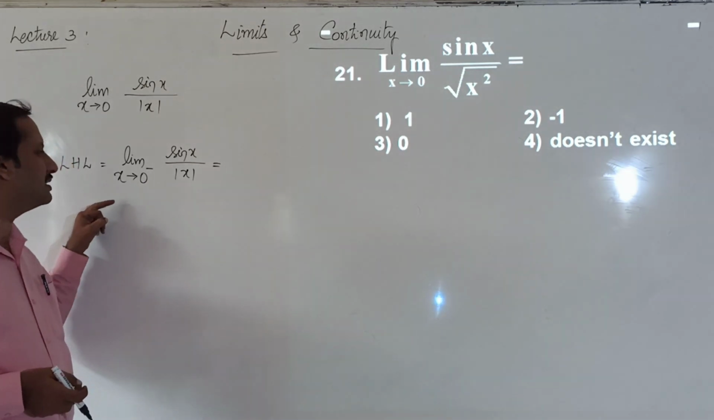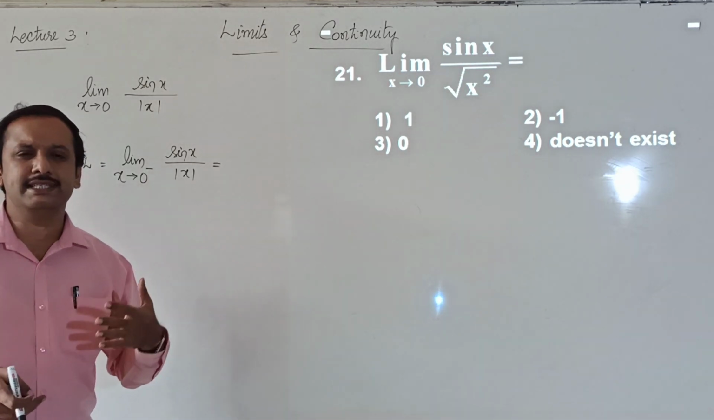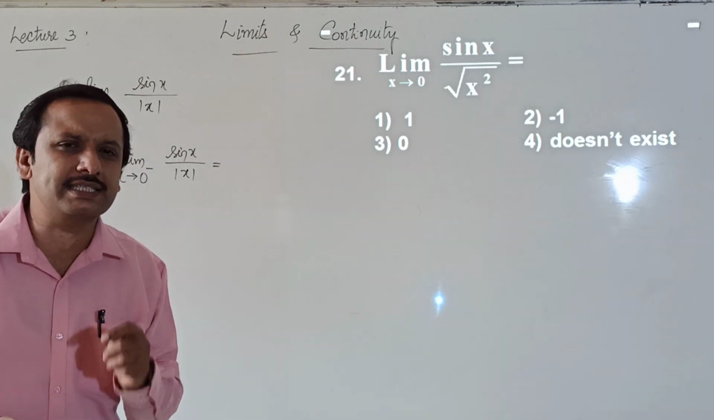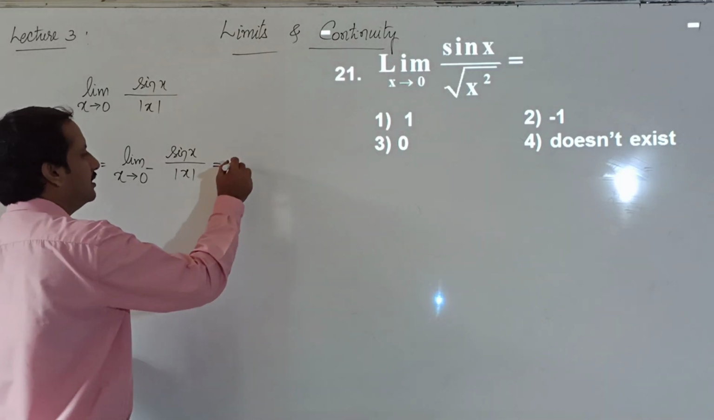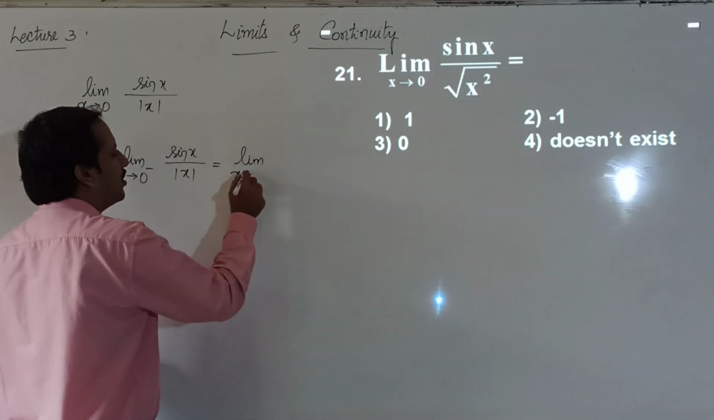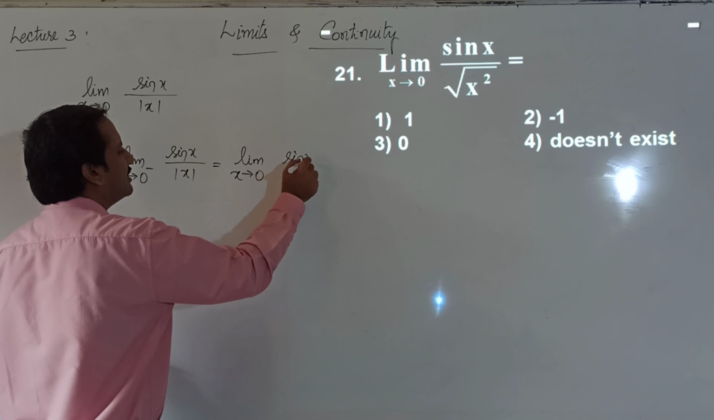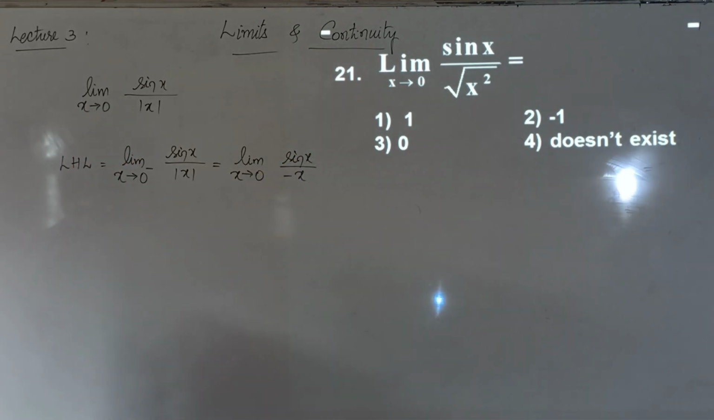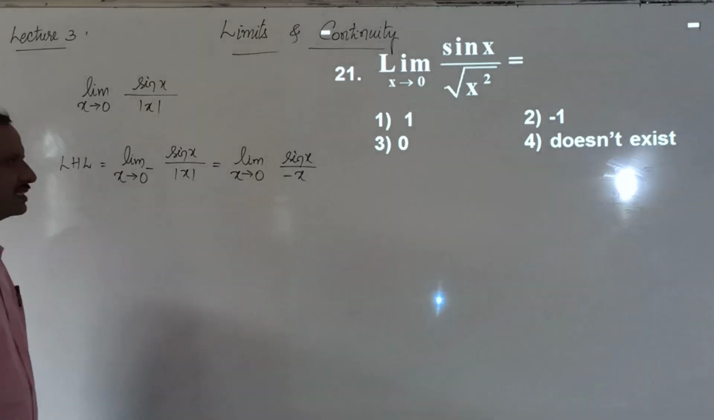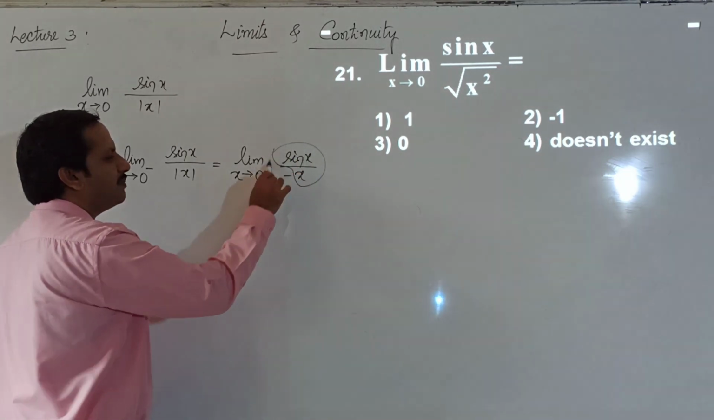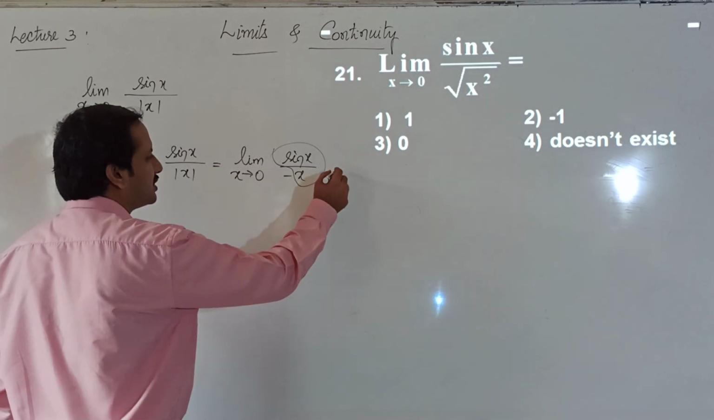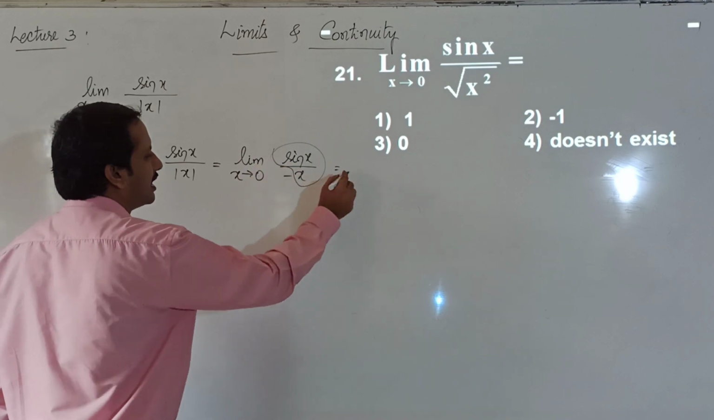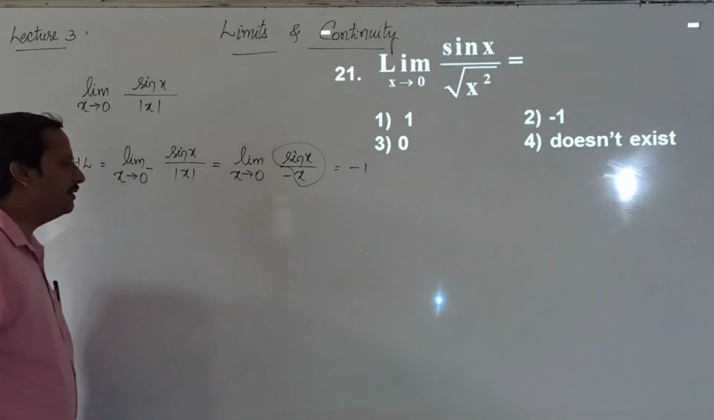When x approaches 0 from left side, it means x is less than 0. That means x is negative. Whenever x is negative, mod x is defined as minus x. Limit x tends to 0, sin x by minus x. As x approaches 0, sin x by x becomes 1. So this will be minus 1.